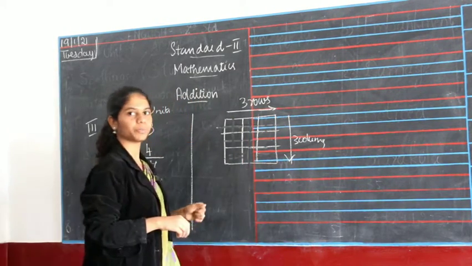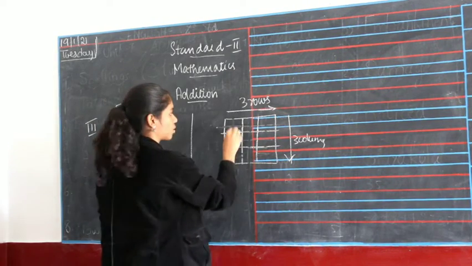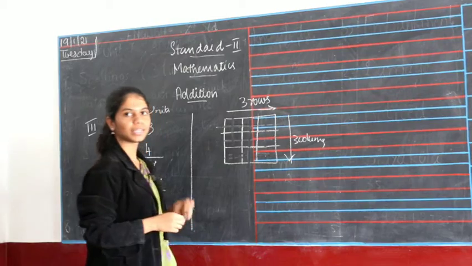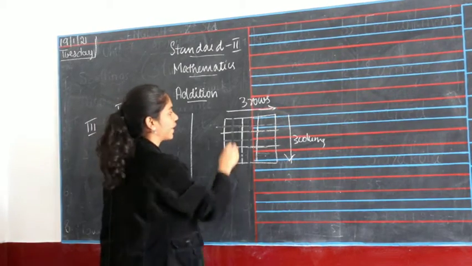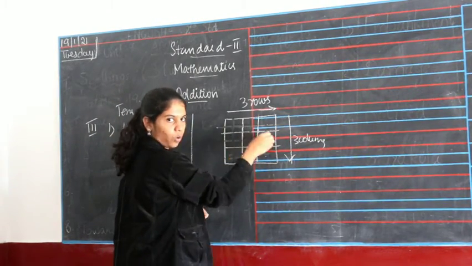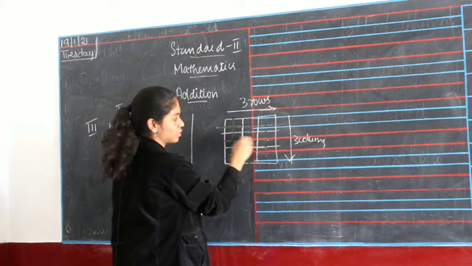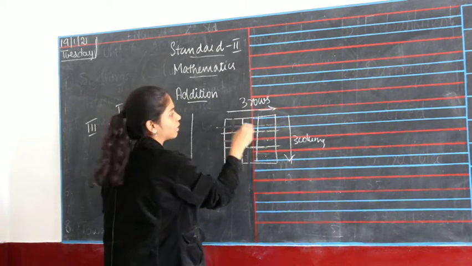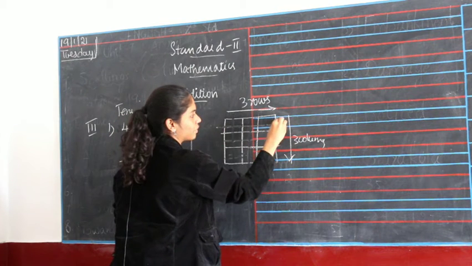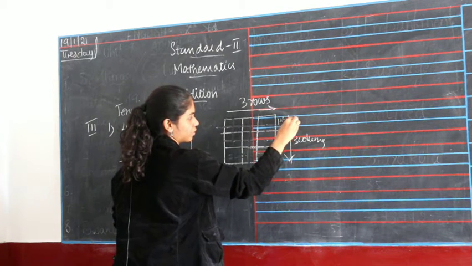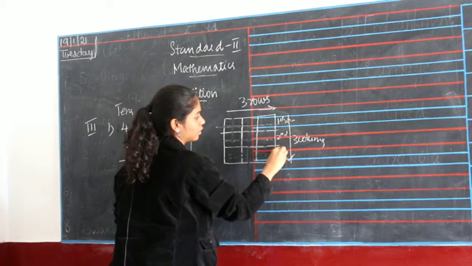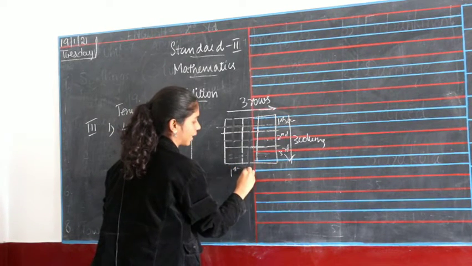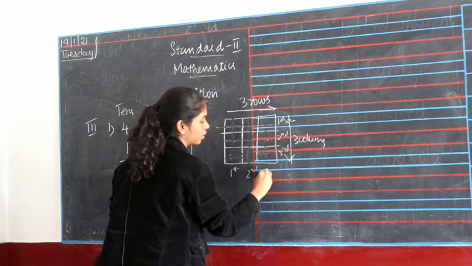So totally you will be having 9 boxes. 1, 2, 3, 4, 5, 6, 7, 8, 9. In these 9 boxes, you can add any column, any row. Okay, this is one row, this is one row, this is one row. We'll call this first row, second row and third row. Here also first column, second column, third column.